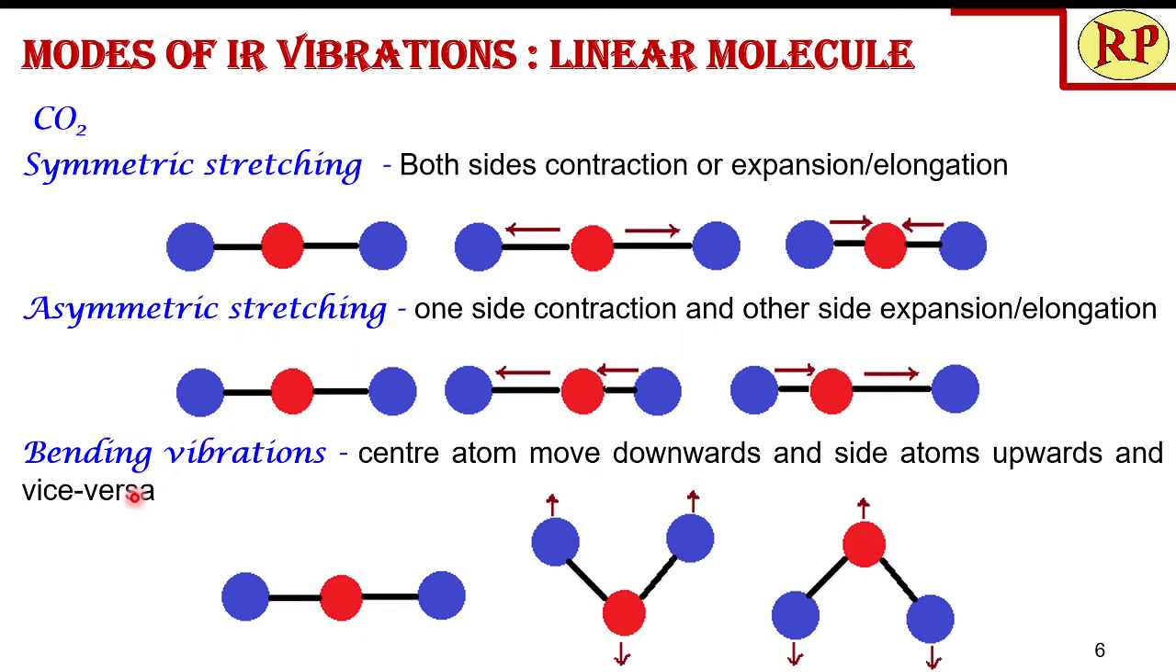Then what type of bending vibrations are possible in a linear molecule? The linear molecule is not bent, so it can bend. That is, the center atom can move down and the side atoms can move up to form the bending action this way, or the center atom can move up and the side atoms can move downwards to get a bending action this way. So alternately we'll be having these bending actions. This is for a linear molecule.